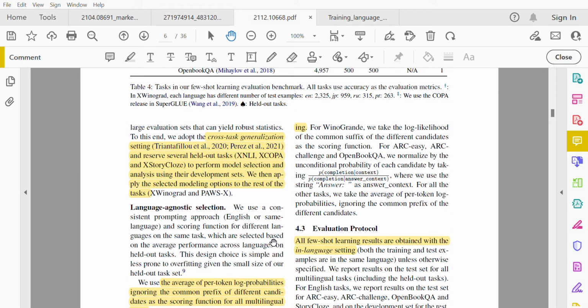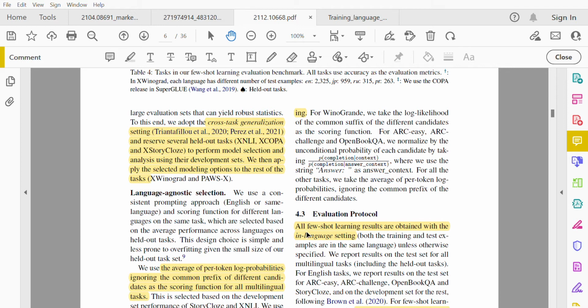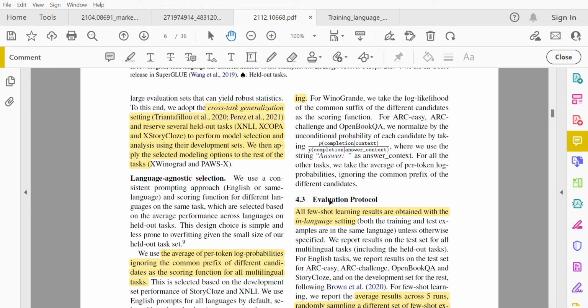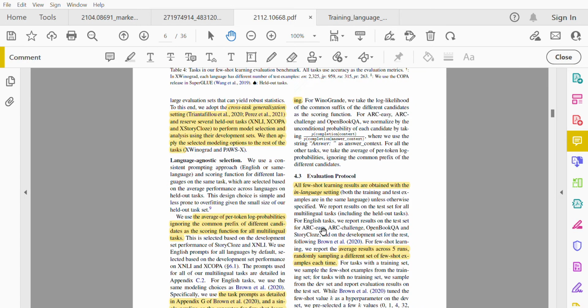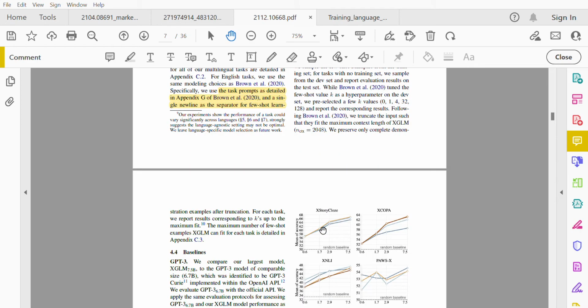So yeah, they're specifically designing the few-shot learning piece to be obtained with the in-language setting. So you're using prompts in the same language, and they are importantly averaging results across 5 runs, randomly sampling a different set of few-shot examples each time. This I think is good, based on there's a paper called Flex where they specifically advocate for doing this because there are results that can be all over the place.